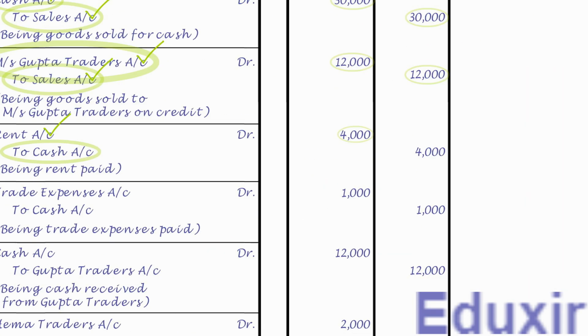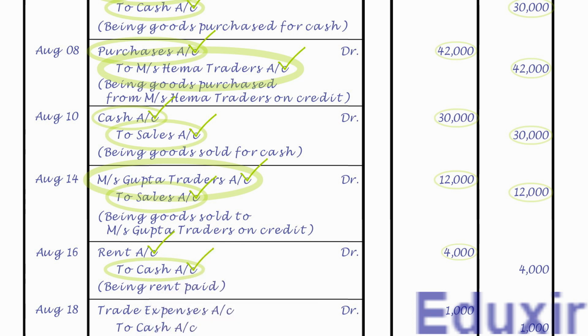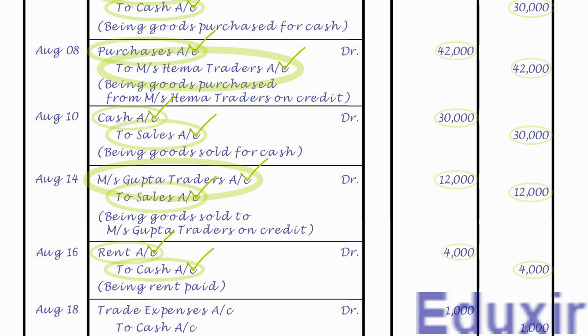As the name suggests, it needs to be posted on the credit side of the cash account and the credit amount is 4,000 rupees. Note that the details that need to be posted into the particulars column is rent account. As we already have the cash account, let us now post this entry into that account.